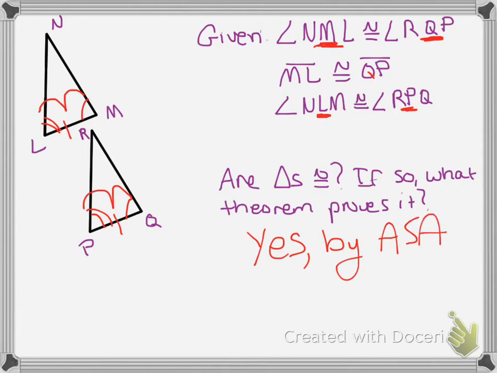So for the questions, you've got 5 sets of triangles that you're going to determine if the two triangles are congruent, and then if yes, you choose the theorem. If no, you put not enough information because you can't determine that they're congruent.